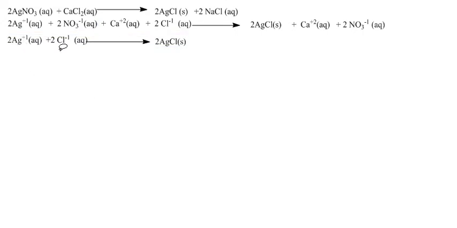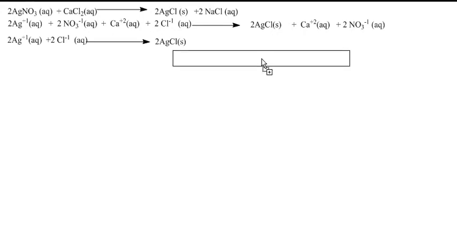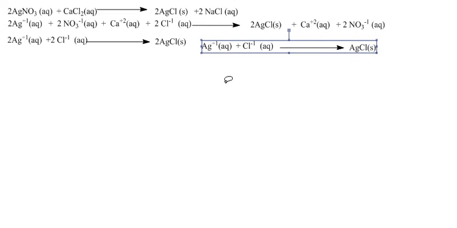When we do that, we get something like this: 2Ag+1 plus 2Cl-1 yields 2 AgCl solids. I usually request that when people have an equation like this, where there is a common denominator that all of the components can be divided by, they write it in the simplest form. So we would rewrite it as Ag+1 plus Cl-1 gives us AgCl.